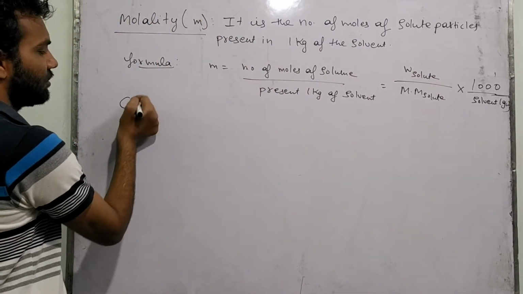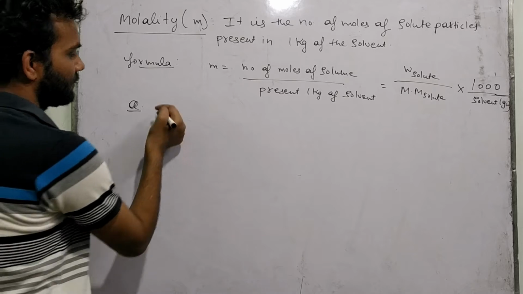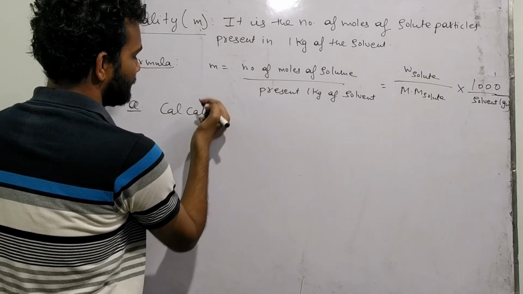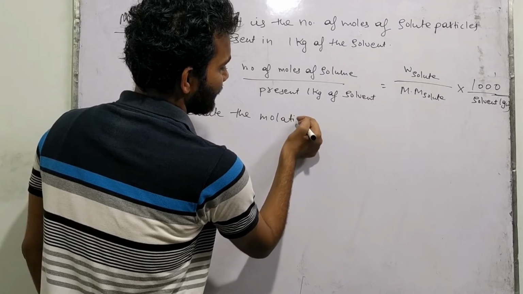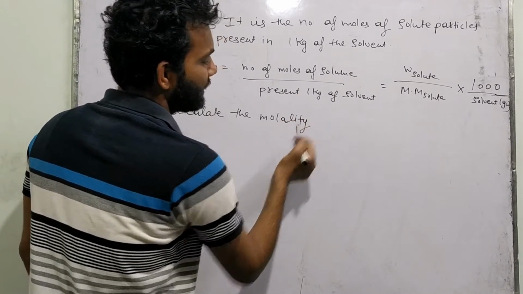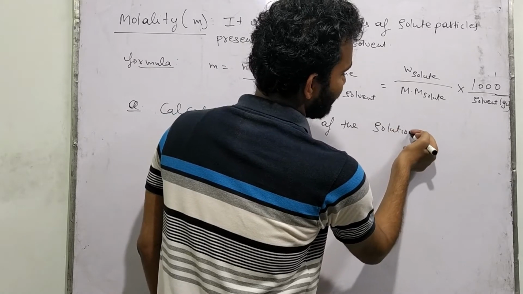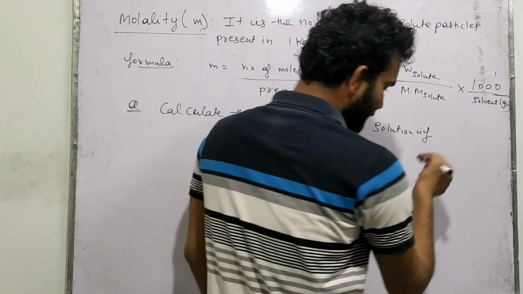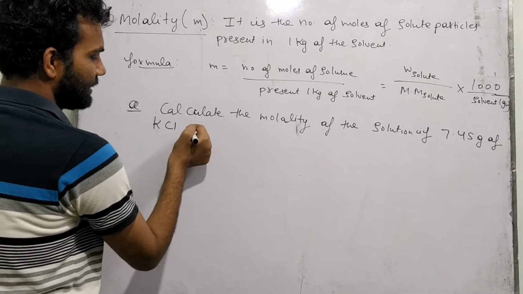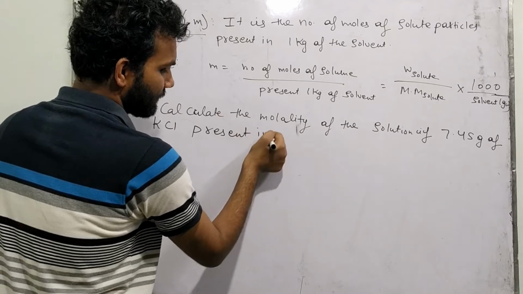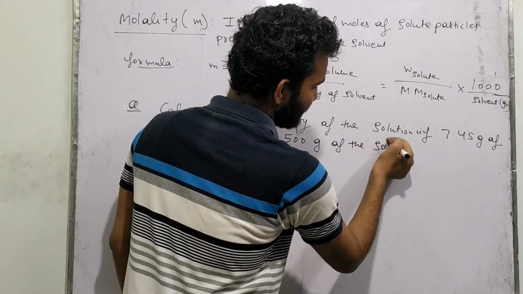Now we will do a question on molality. Calculate the molality of the solution if 7.45 gram of KCl is present in 500 gram of the solvent. 500 gram of the solvent.